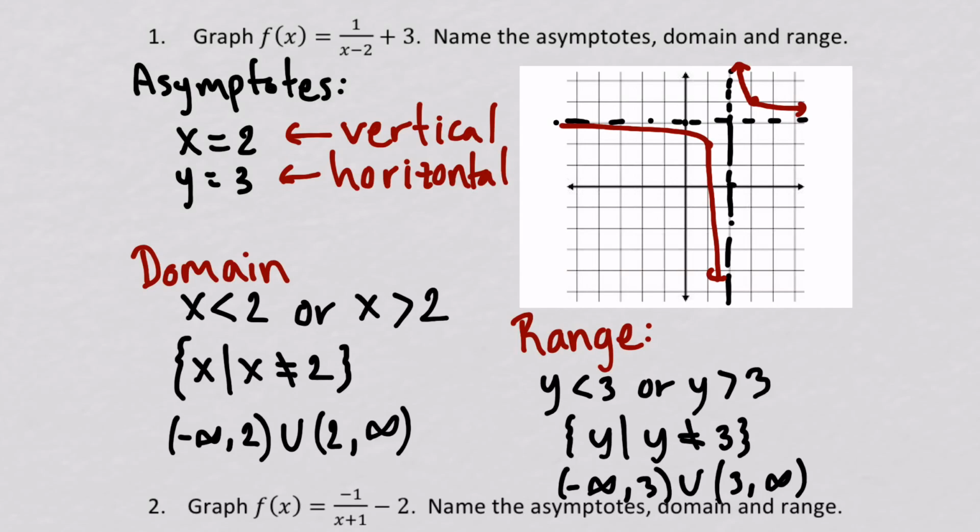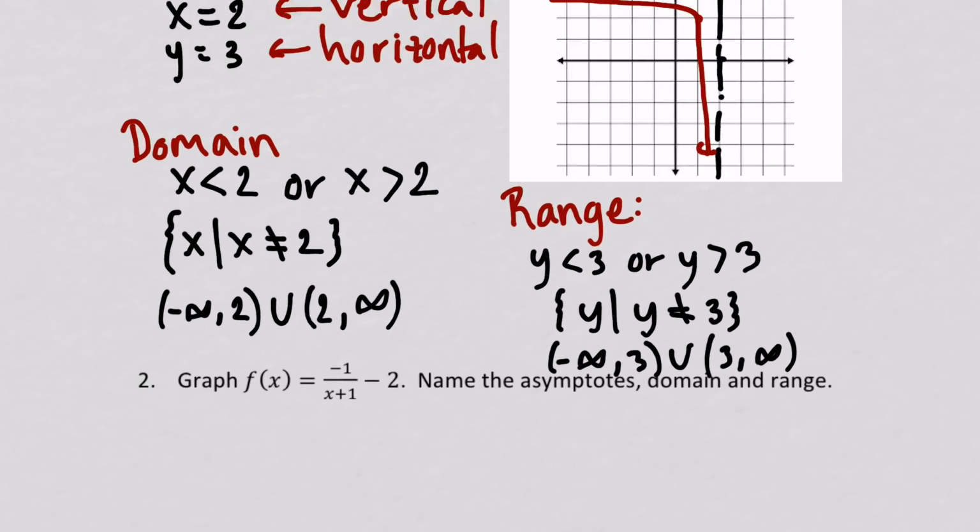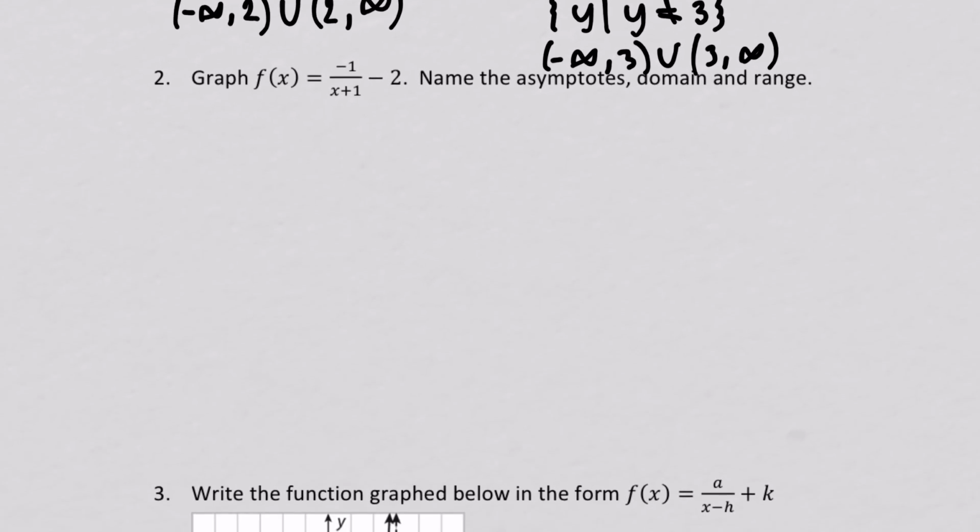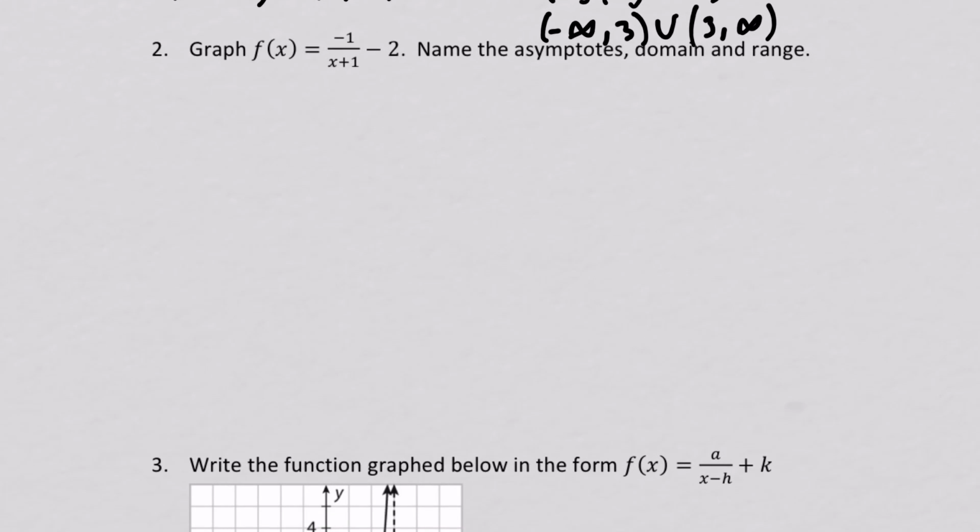Alright, so I'm going to let you guys try number 2 on your own. Start by identifying the asymptotes, right? Compare the graph to our regular general form. And then once you graph it, find the domain and the range as well. Write it in all 3 forms. Okay, go for it. Try number 2 on your paper, then pause the video and come back once you're ready to see the final answer.